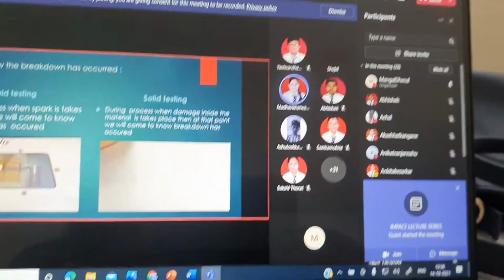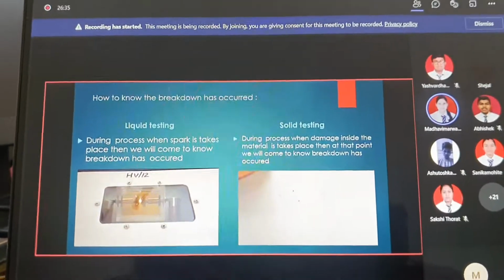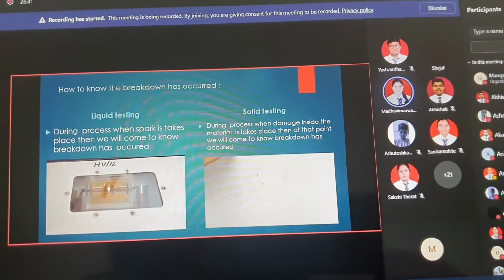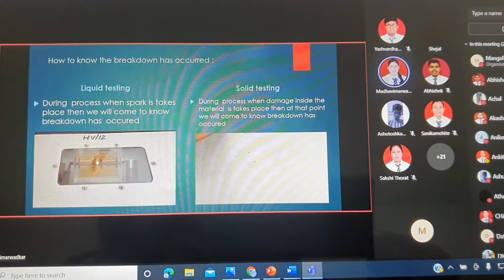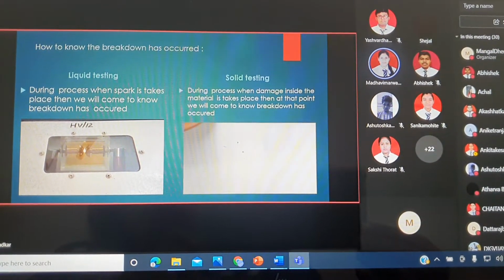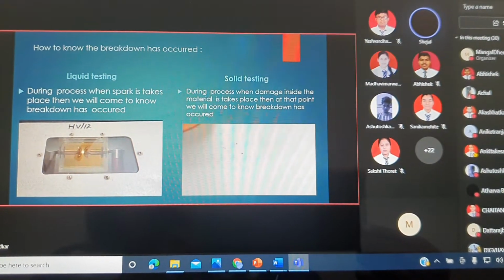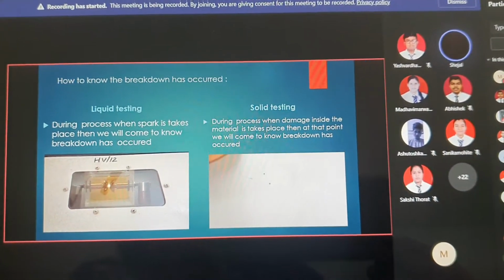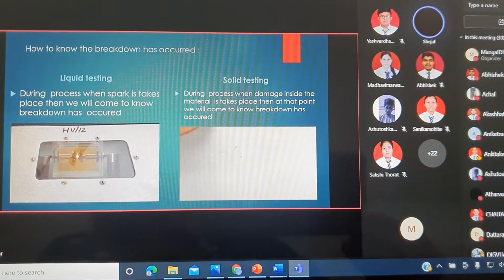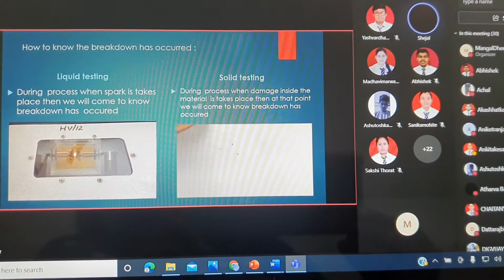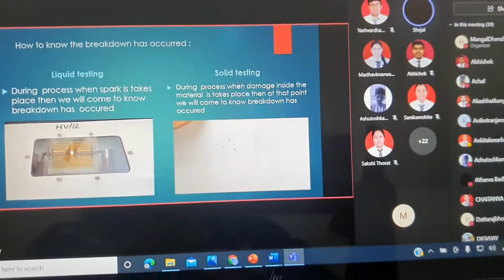So in liquid testing, when the spark takes place during the process, we will come to know the breakdown has occurred. And you can see in the below picture how the spark takes place between the two electrodes during the process. But in solid testing, when damage inside the material takes place during the process, at that point we will come to know the breakdown has occurred. As in the picture given below, there are 2 small points seen. Those are the types of damage we can see in solid testing materials.